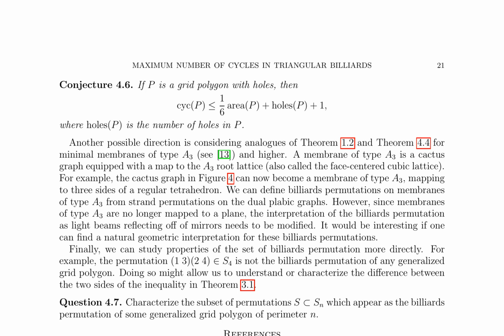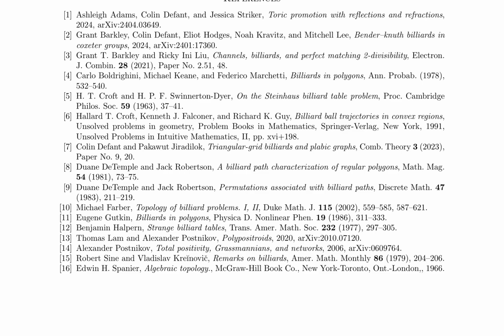This bound has implications for the study of minimal membranes of type A3, which are cactus graphs equipped with a map to the A3 root lattice. The authors suggest exploring analogues of Theorem 1.2 and Theorem 4.4 for these membranes, involving the definition of billiards permutations on membranes of type A3 from strand permutations on the dual Plabic graphs. However, a natural geometric interpretation for these billiards permutations remains an open problem.